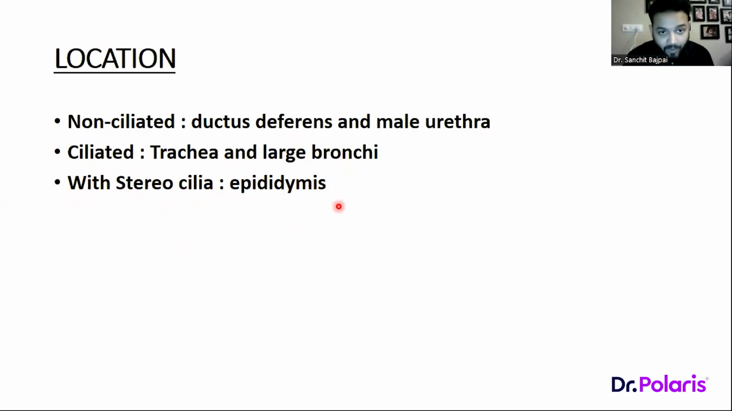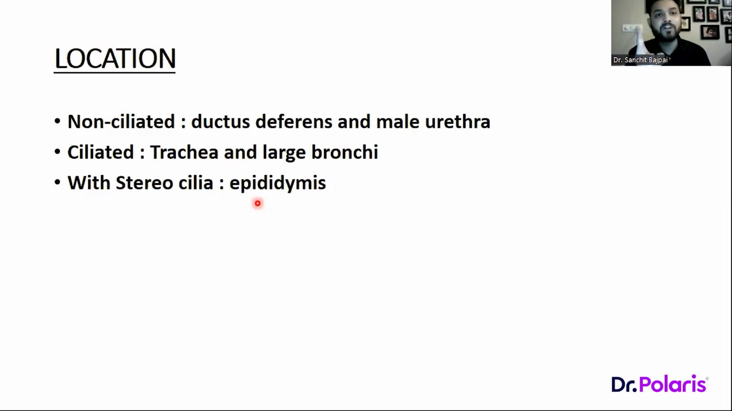This is a very important MCQ: which of the following structures are lined by stereocilia? Stereocilia is lined in epididymis. Okay. So just to remember this mnemonic, remember two E's where stereocilia is found. One E is epididymis, another E is ear.